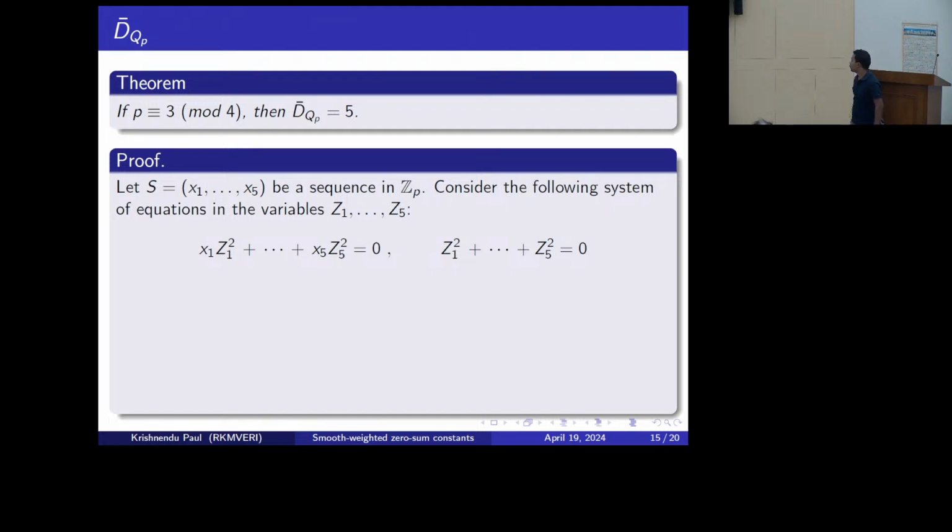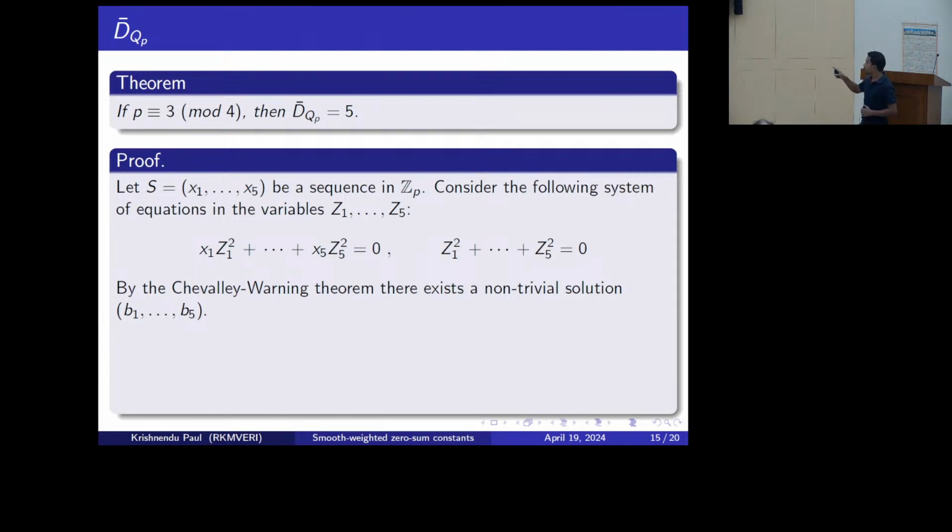Here it satisfies the hypothesis of the Chevalley-Warning theorem, as the sum of total degrees here is 4 and the number of variables is 5. So obviously there exists a solution. Obviously 0 is a solution, so there exists a non-trivial solution. That means the sum of the b_i will be non-zero.